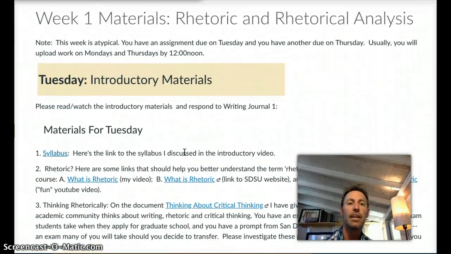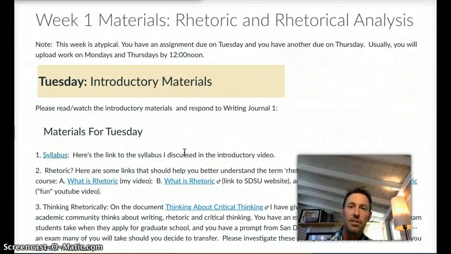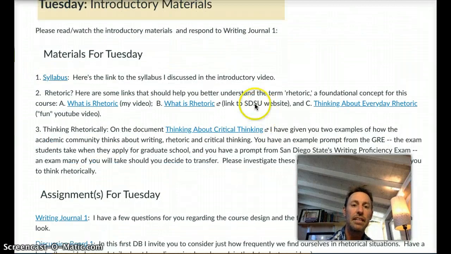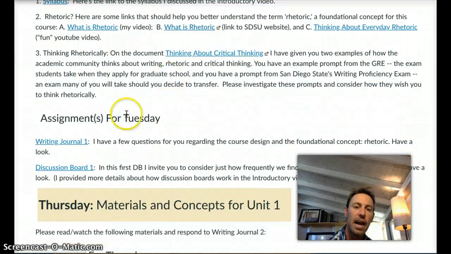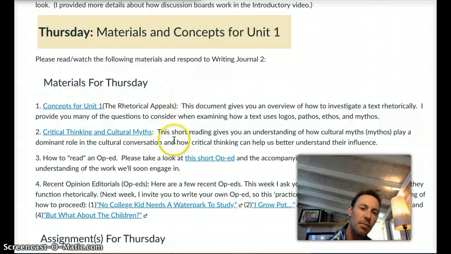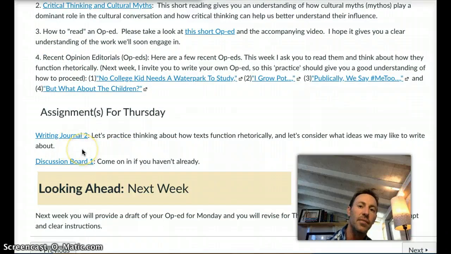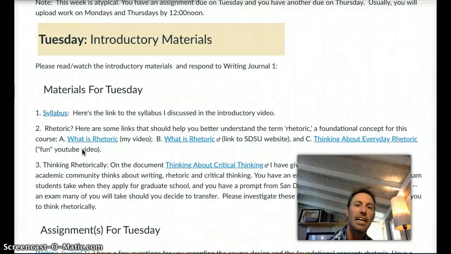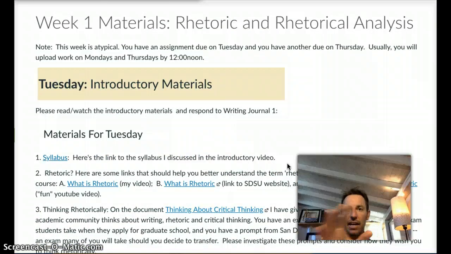And so each week has 2 due dates. And so I've also made sure that all of the materials are organized under each of the due dates. So if we look here, on Tuesday, you've got things that you need to take a look at for Tuesday and work that you need to accomplish for Tuesday. For Thursday, you've got some materials I'd like you to take a look at and work that you need to do. And so the logic is that you never need to go anywhere other than this page to start all of the work for a given week.